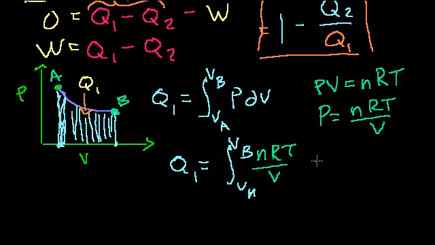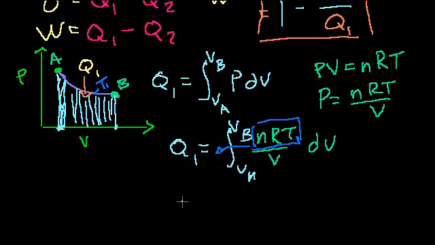nRT over V dV. All of this stuff up here are constants. Remember, we're on an isotherm. Our temperature isn't changing. We can write T1 there, because we're on a T1 isotherm right there, since we're touching the T1 reservoir. But this is all a constant, so we can take it out of the integral. We've evaluated this multiple times, so I won't go into the mechanics of the integral. So Q1 is equal to our constant terms, nRT1, times this definite integral.